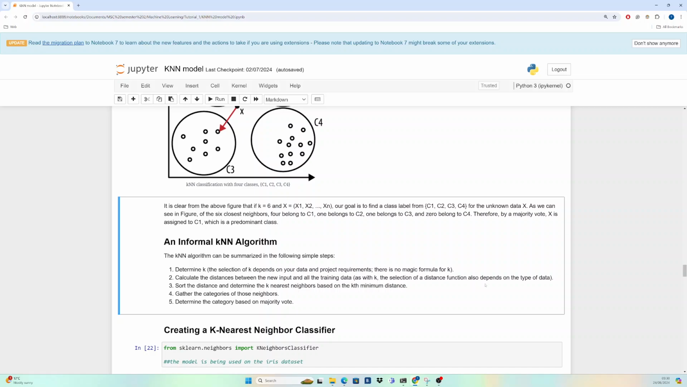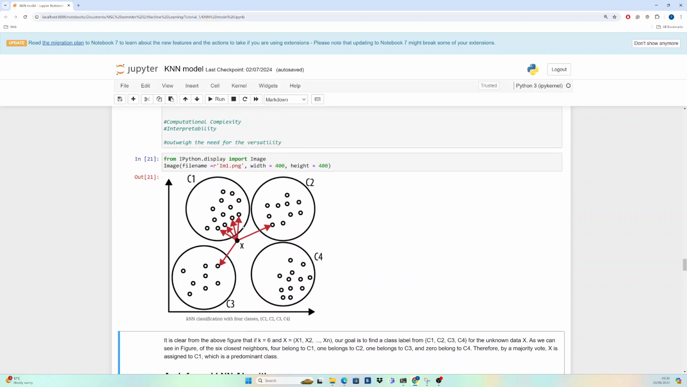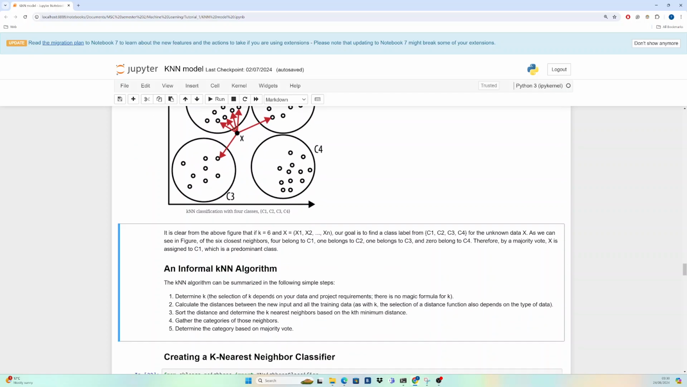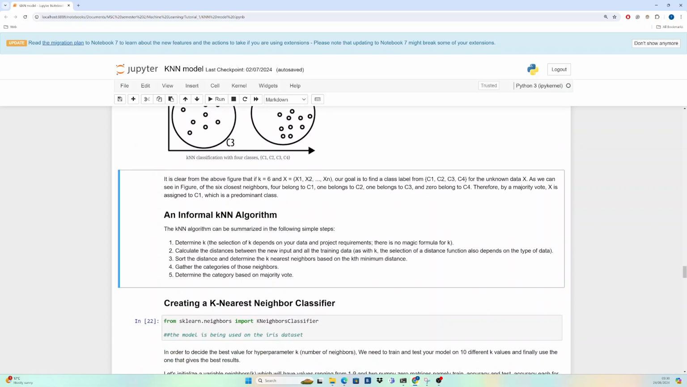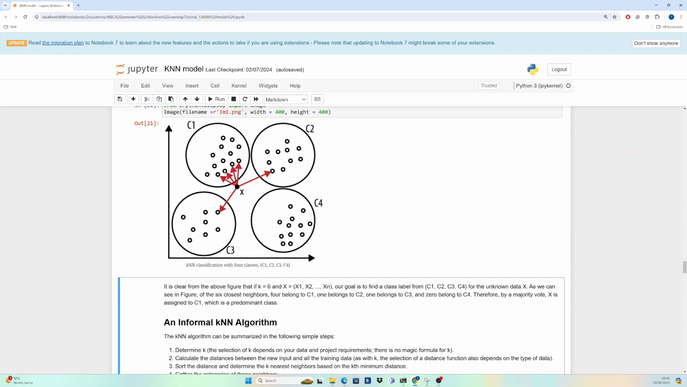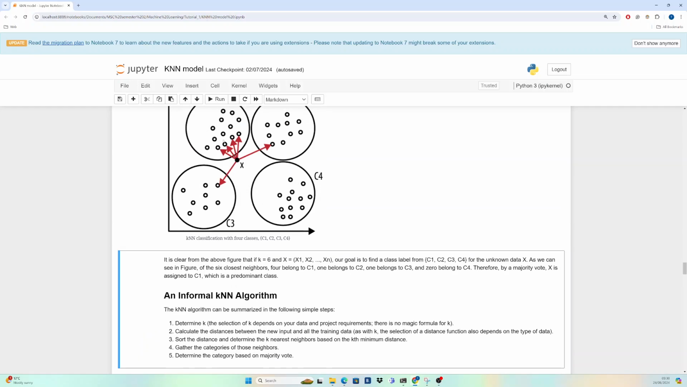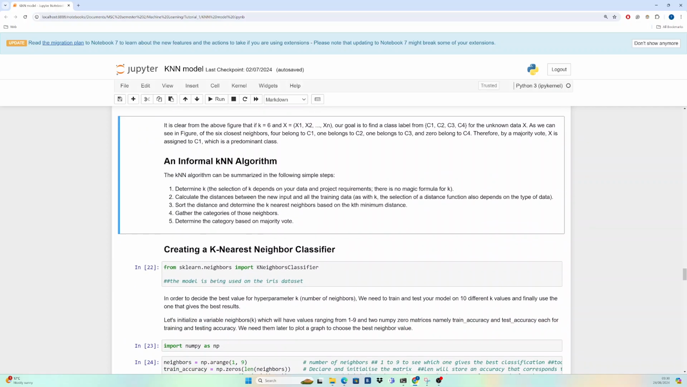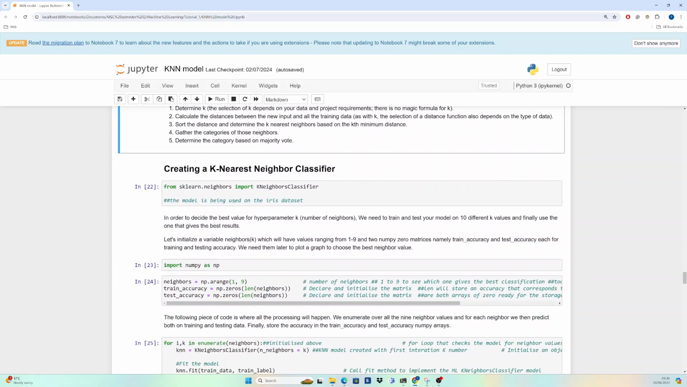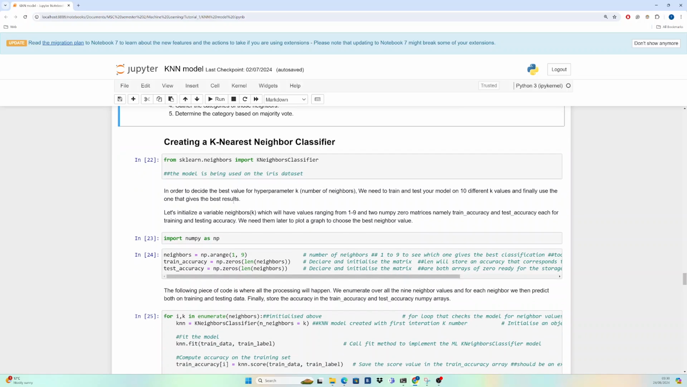Calculate the distance between the new input and all the training data. As with K selection, the distance function also depends on the type of data. Sort the distances and determine the K nearest neighbors based on the minimum distance. This has the smallest distance to these. Then, gather the categories of those neighbors. The neighbors here are in C1, and then determine the category based on majority vote, which determines that it's going to be C1. And that's how the K nearest neighbor classifier works.